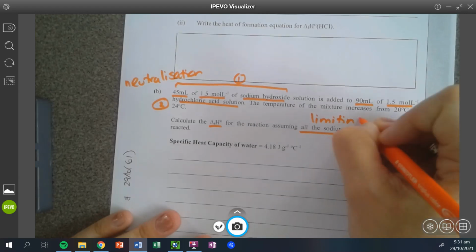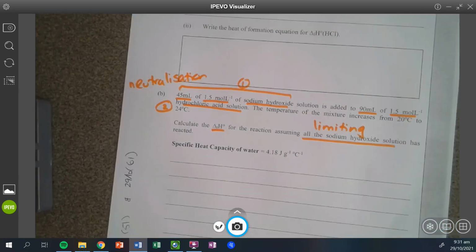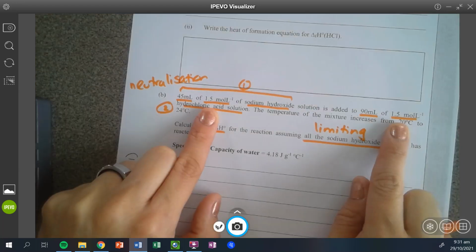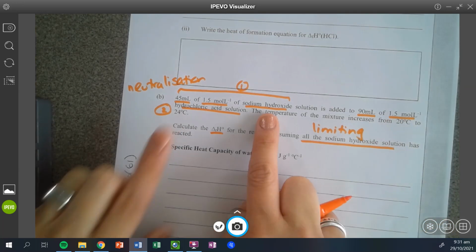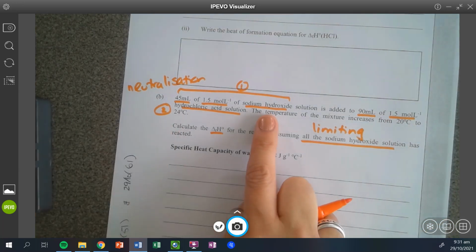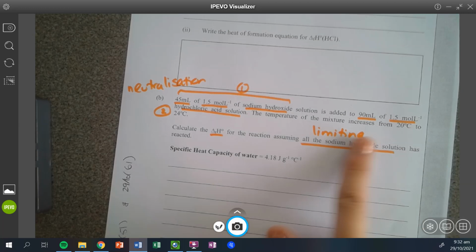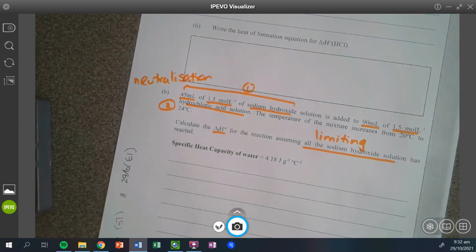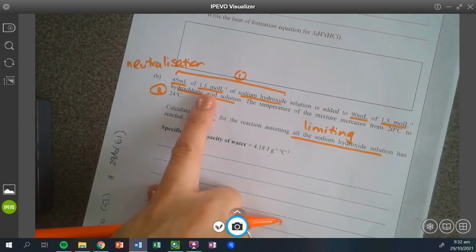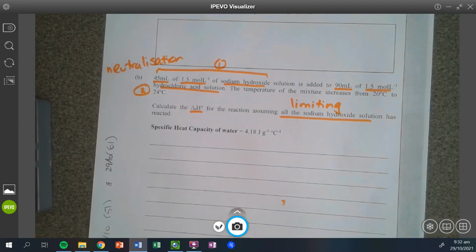In most cases, they will give you two things that are exactly the same, so both will run out at the same time, so it doesn't matter which one you use. In this case, it does matter because you've used different volumes. I see that I've used the same concentration for both of them, but I have used twice as much hydrochloric acid as the sodium hydroxide. So what's going to happen is the sodium hydroxide will run out first, and then the reaction will stop, and I will have excess acid left over. So when I do some of the later calculations, I want to use the sodium hydroxide concentration and volume, and you'll see what I mean when I do that step.